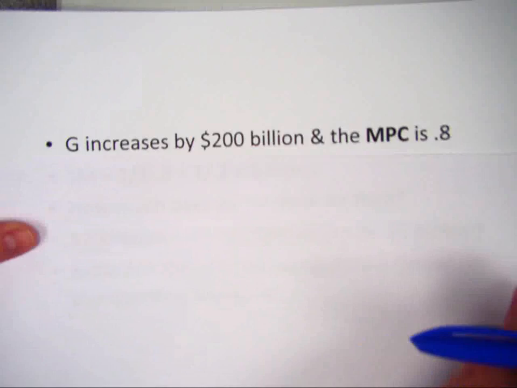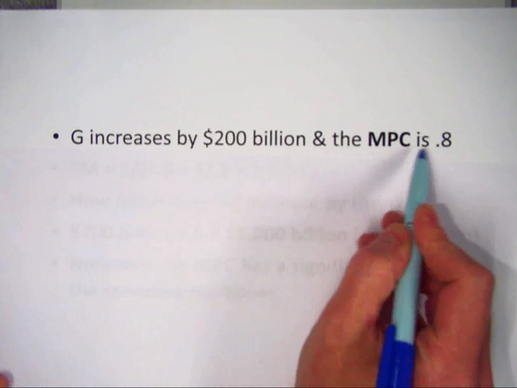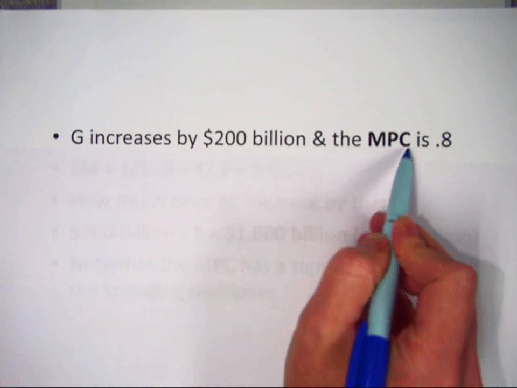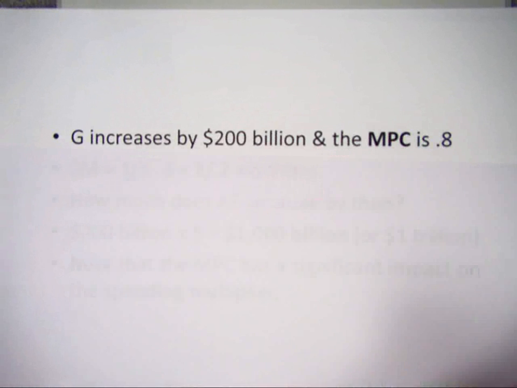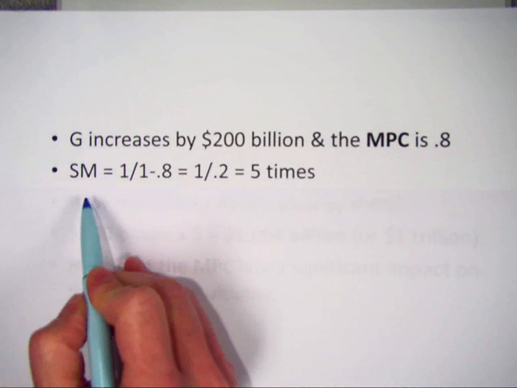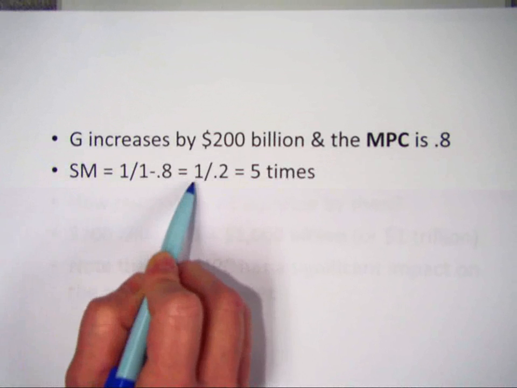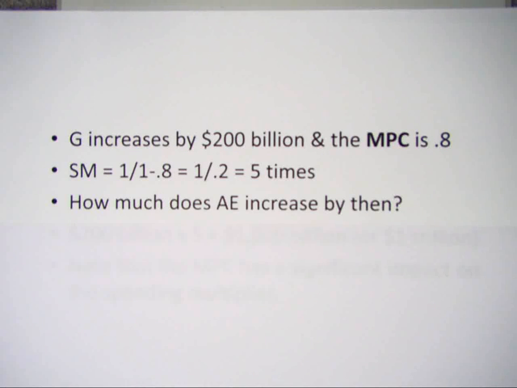Let's look at another one. We'll assume that government expenditures increase by $200 billion, and the MPC is 0.8. Well, if the MPC is 0.8, we know that the MPS must be 0.2 because they always together have to equal 1.0. The spending multiplier is equal to 1 divided by 0.2, or 5 times.